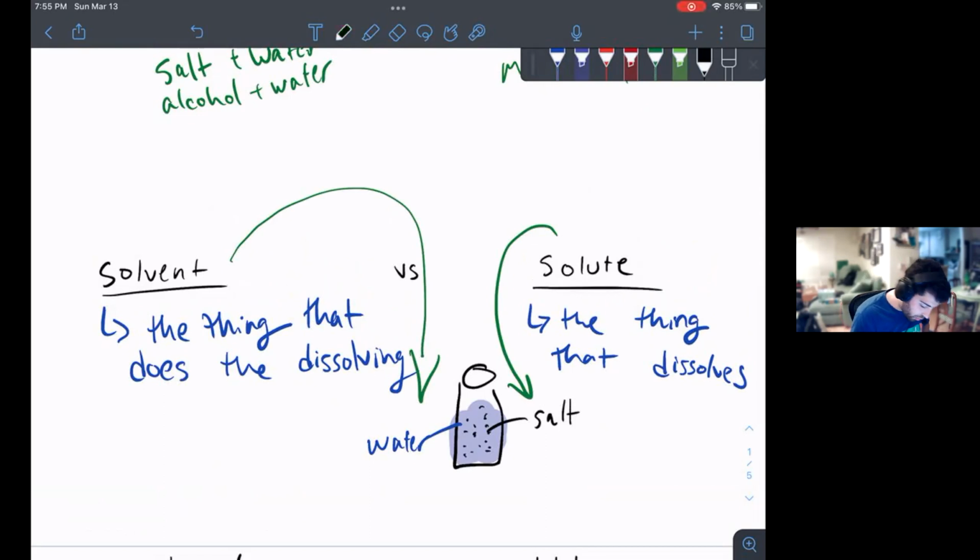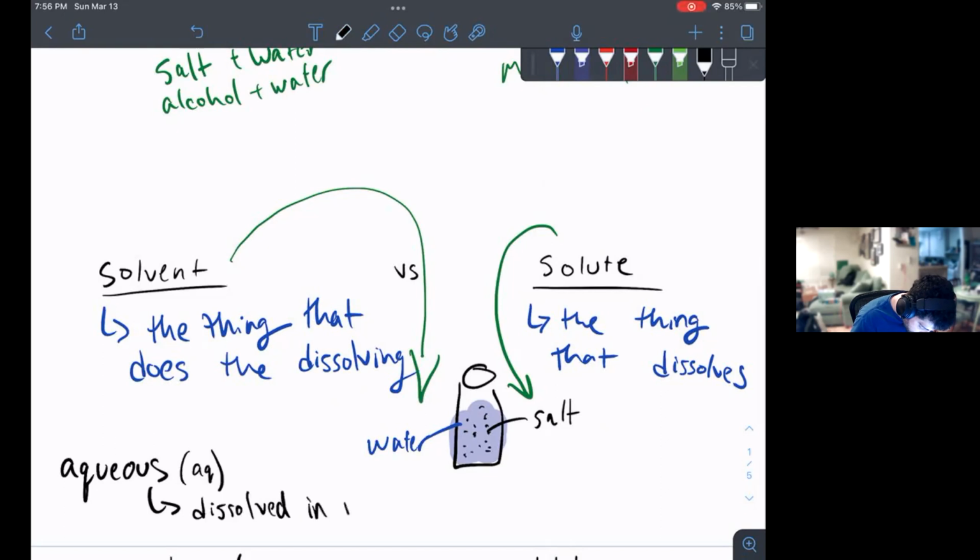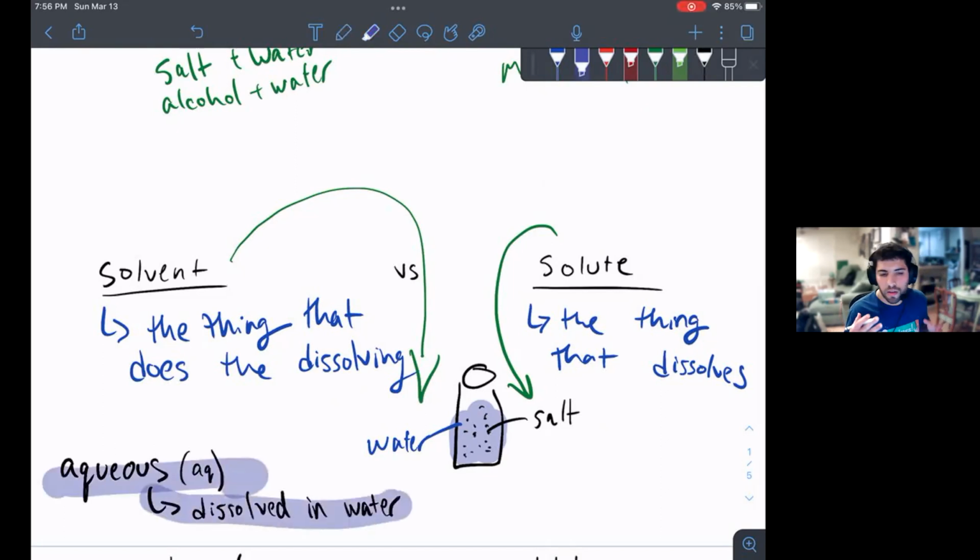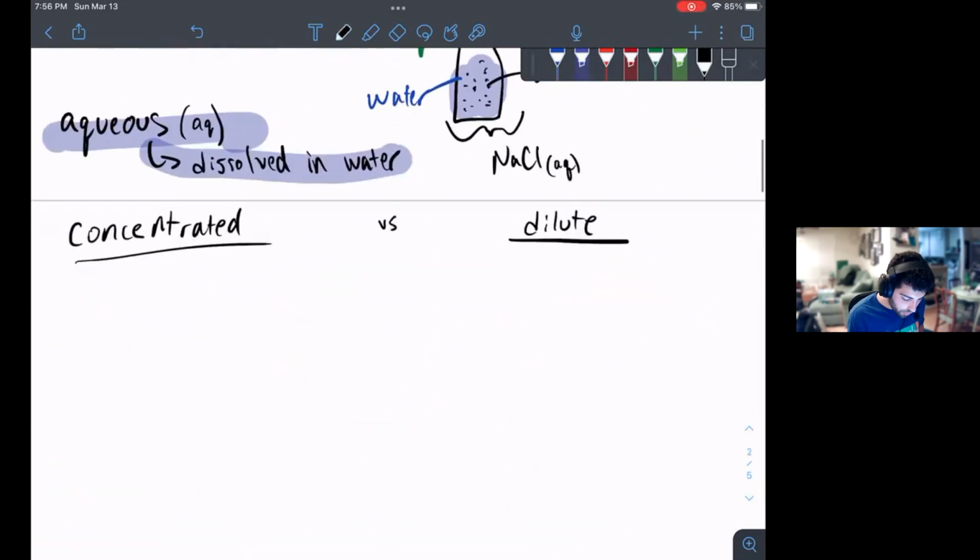And just a quick appendix, when we say something is aqueous, we sometimes use AQ. We just mean that it's dissolved in water. So that's a quick important definition to know. If something is aqueous, like sodium chloride AQ, we just mean we have salt and water. So we might define this whole thing right here as NaCl aqueous.